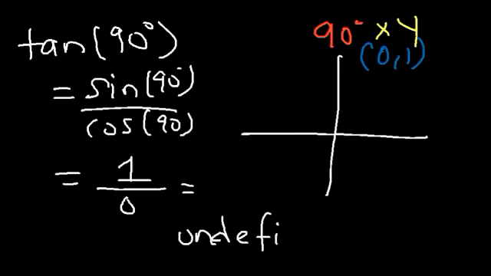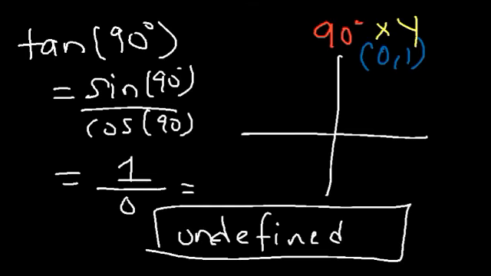If you were to type in tan 90 in your calculator, it's going to tell you, what are you doing? You're going to get an error. So tan 90 is undefined. Tan 270 is also undefined. Cotangent of 0 and 180 are undefined as well. So just make sure you're aware of that. You never know, you might see that on the test.